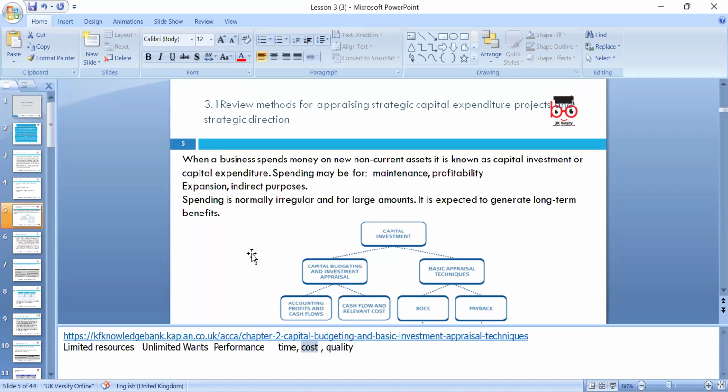So the capital investment or capital expenditures will go through different appraisals. We'll discuss the payback period and return on capital employed.